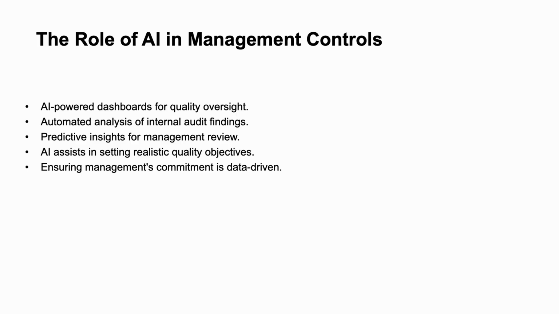Furthermore, AI can provide predictive insights to help management set more realistic and effective quality objectives. By analyzing historical data, an AI model can forecast the impact of a specific change, such as a process improvement, on the company's quality metrics. This helps to ensure that management's commitment to quality is not just a verbal one, but is backed by a robust, data-driven strategy. For an FDA investigator, seeing a company use AI in its management controls provides strong evidence of a mature and proactive quality culture.